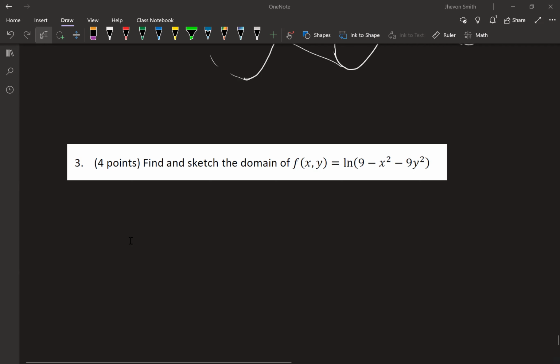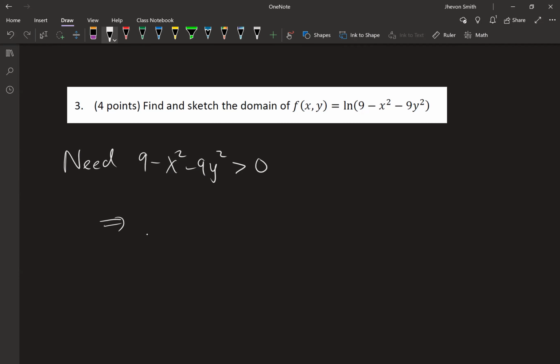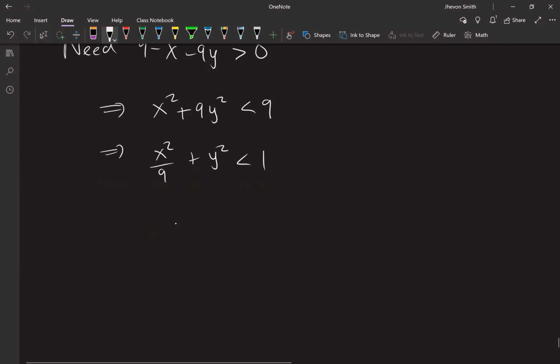Okay, so find and sketch the domain of that. So just remember how domains work. We need, let's put this in the other one. We need the 9 minus x squared minus 9y squared to be greater than 0, which means we need x squared plus 9y squared to be less than 9. Or a nicer way of writing that is we need this to be true. Now, why is that a nicer way of writing it? This is inside an ellipse.